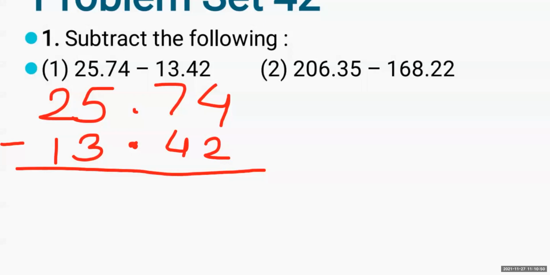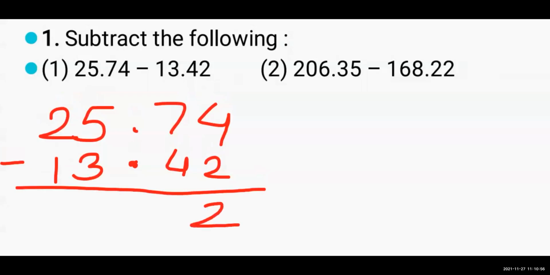Okay, now I'll show you. 4 minus 2 will be 2. Okay. 7 minus 4. From 7, 4 goes, so 3. Point. 5 minus 3, 2. And 2 minus 1 will become 1. So it is 12.32. Clear? Chalo. Now the second sum.